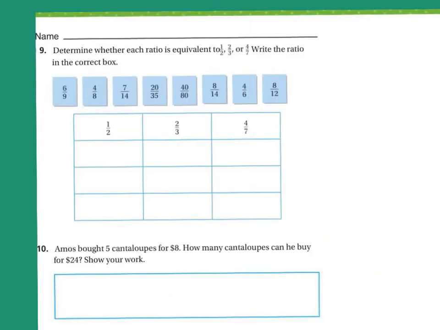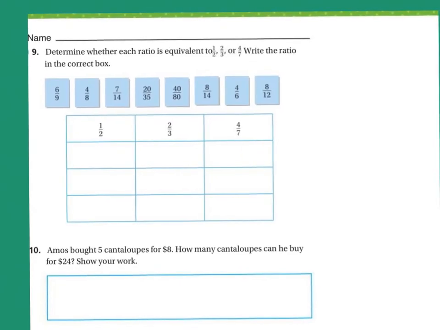Okay, determine whether each ratio is equivalent to 1/2, 2/3, or 4/7. So the easiest is probably to look at the 1/2 first. So if I'm looking at 6 over 9, no, that's not a half. 4 over 8, yeah, because 2 goes into 4 and 2 goes into 8, and you'll end up getting 1/2. So this is going to be 4/8. So that one is done.